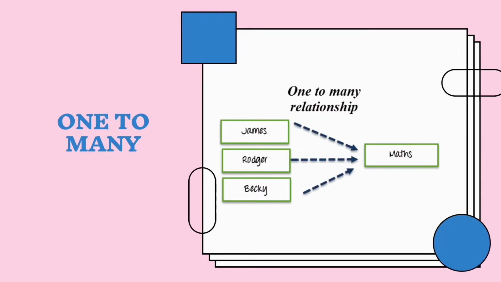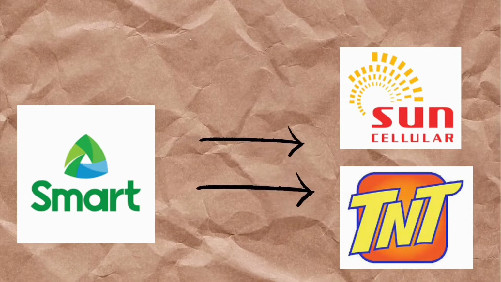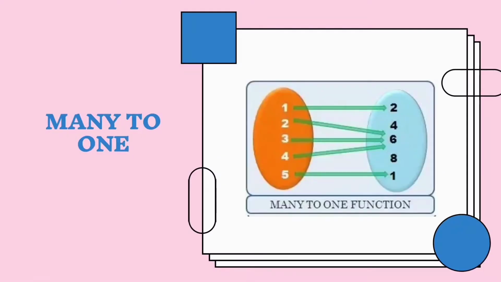One-to-many relation. In this type, we can already notice Smart corresponds to Sun and Tongue and Text. Smart has the same x value in other ordered pairs. Therefore, one-to-many relation is not a function.